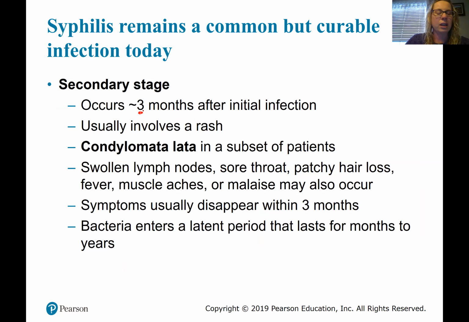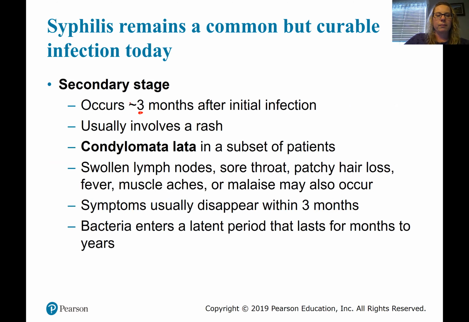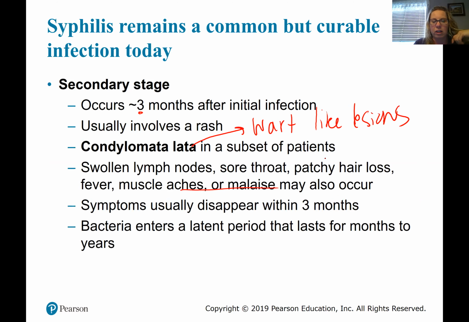If some of those bacteria remain, the patient may enter the secondary stage about 3 months after initial infection. This will involve a rash, and I'll show you a picture of it here, this disseminated rash, which can be all over the body. And also condylomata lata, which are wart-like lesions on some patients. Swollen lymph nodes, sore throat, patchy hair, muscle aches, fever, just a yucky feeling. But again, the immune system will come back and knock it back within about 3 months.